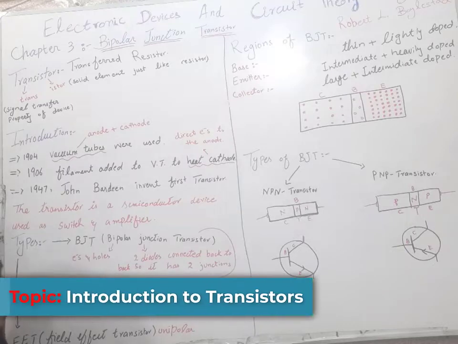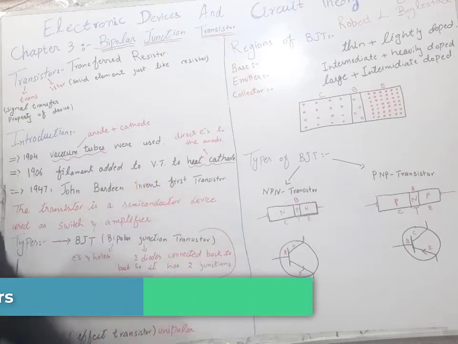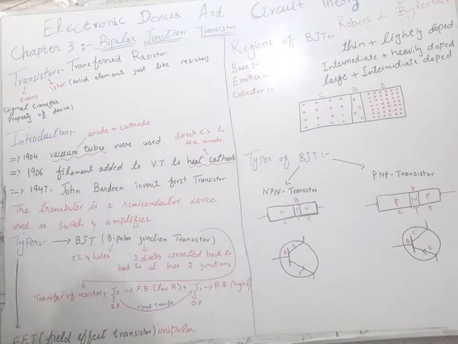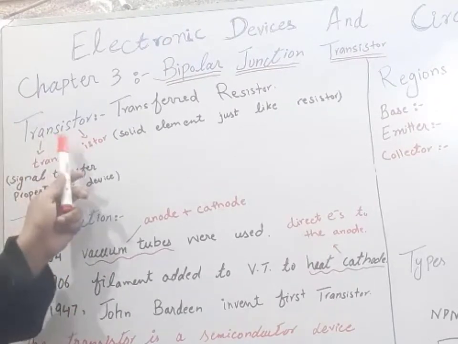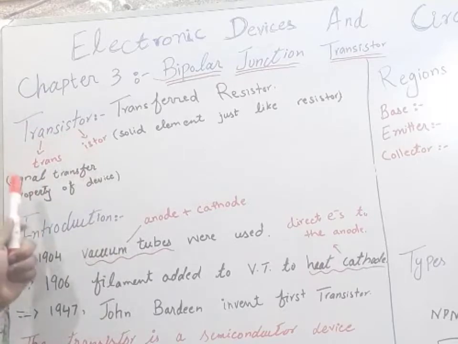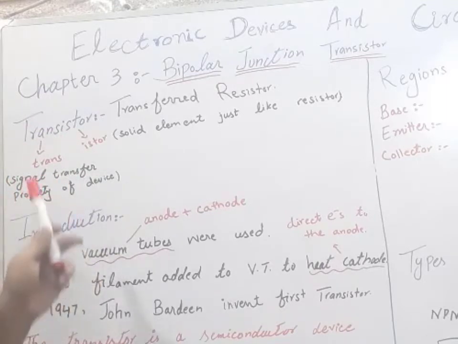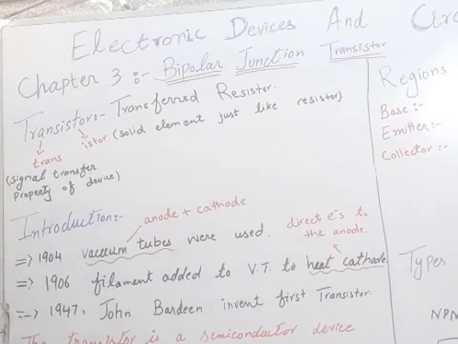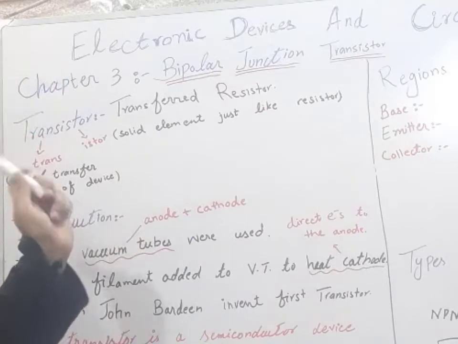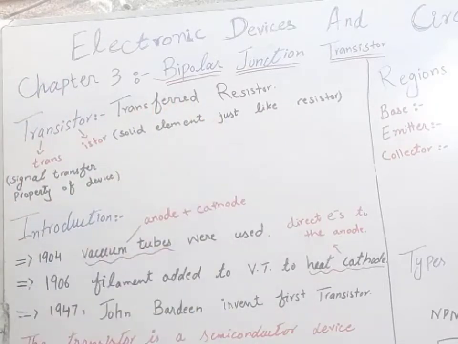Today our topic is transistor, and then we will discuss bipolar junction transistor. What is transistor? Transistor means transfer resistor. Transistor is made up of two words. Number one is trans. Number two is istor. Trans means signal transfer property of device, and istor means solid element just like resistor. So in short, transistor means transferred resistor.